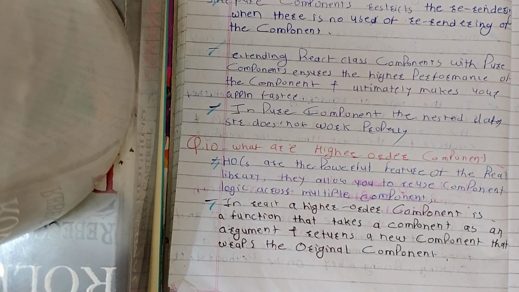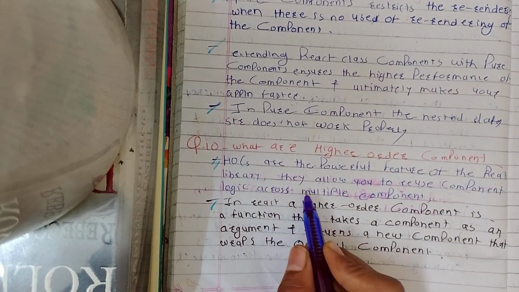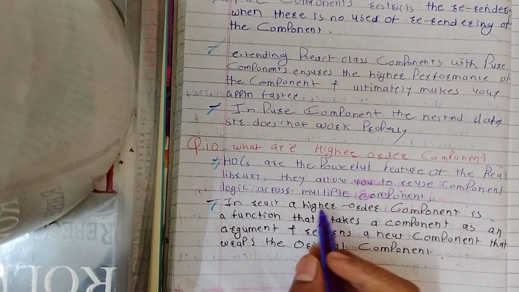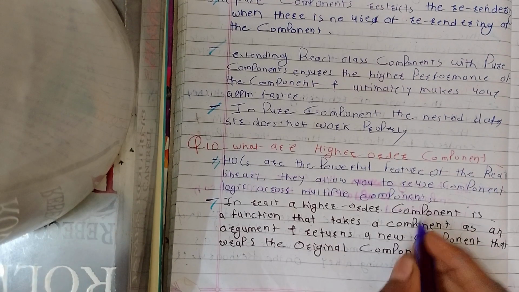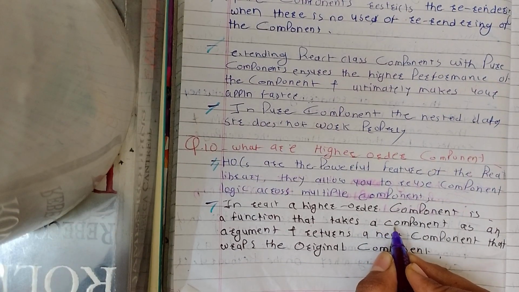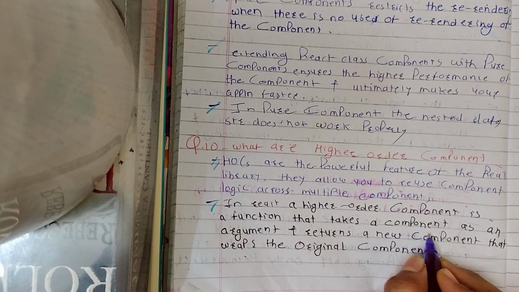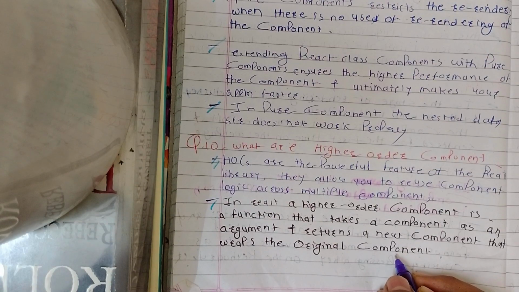Then, what are higher order components in React? Higher order components are a powerful feature of the React library. They allow you to reuse component logic across multiple components. In React, a higher order component is a function that takes a component as an argument and returns a new component that wraps the original component.